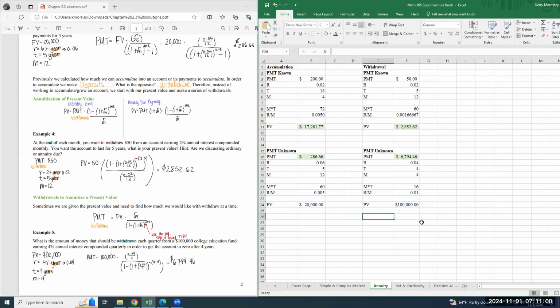All right, and that is it. We can certainly use the goal seek for these as well. Keep in mind what your known and unknown values are.